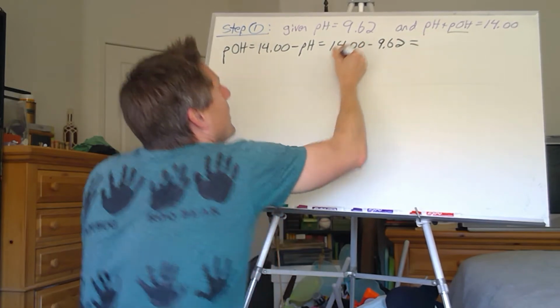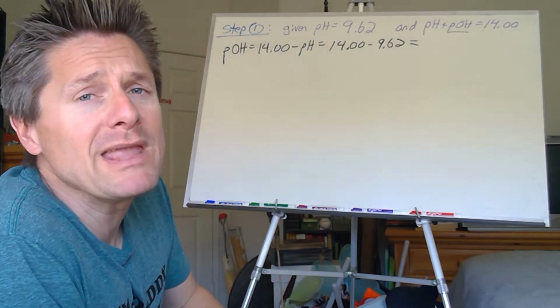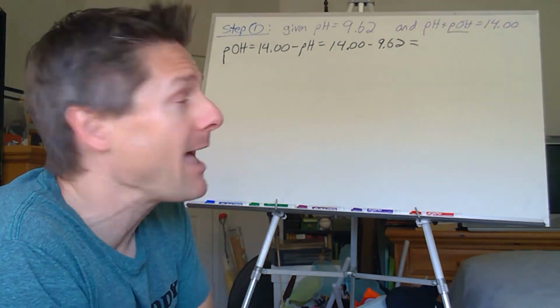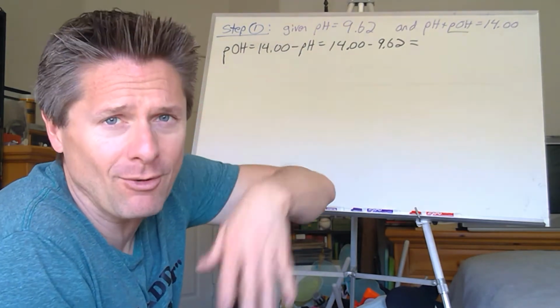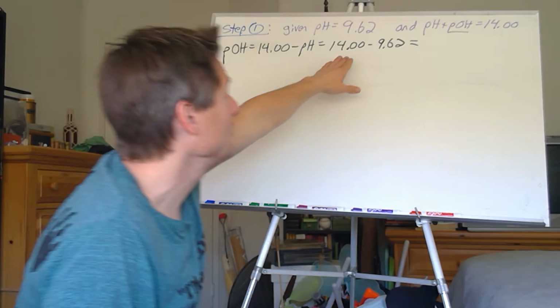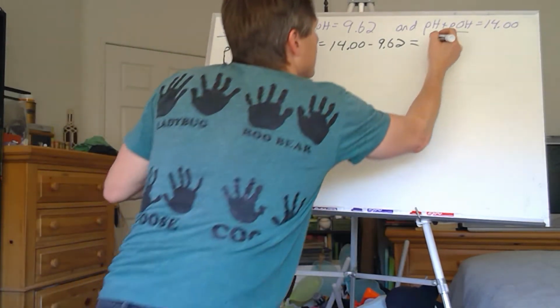9.62. Very rarely will you see pHs and pOHs more than 2 decimal places. Most pH meters will read pHs to 2 decimal places. I know ours does in our lab. So 14.00, you don't have to worry about it being exact or not exact, not important. 2 decimals, right? So what do you go to? 4.38.